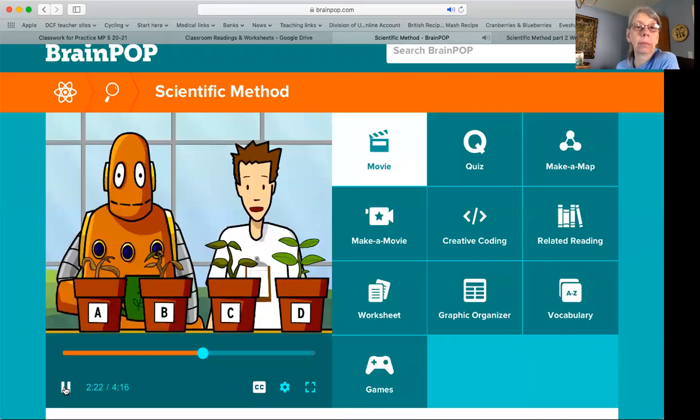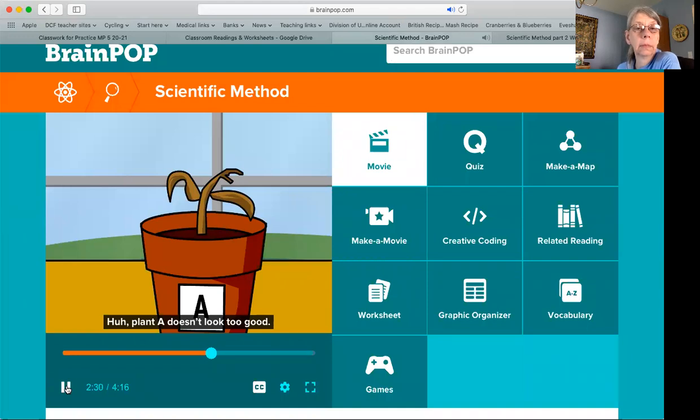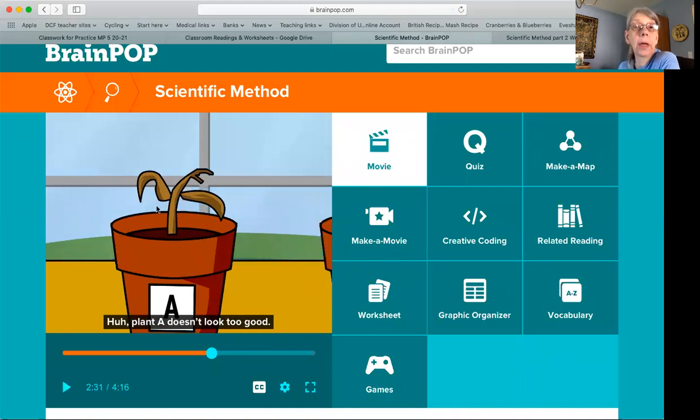One month later. What do you know? It's been a month, and I'm still wearing the same shirt. Let's record some new observations. Huh, plant A doesn't look too good. All right, what's plant A look like? Well, it got no water. Almost every living thing needs at least some water. So yeah, it's brown. It's got these 2 dead leaves. It didn't grow.